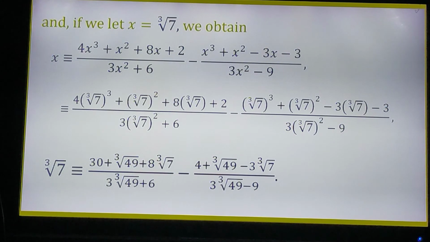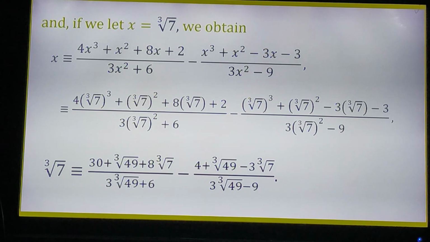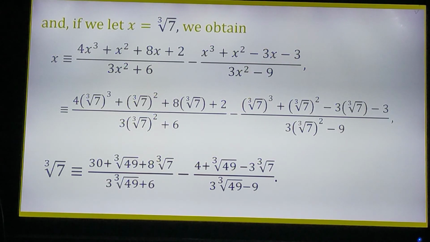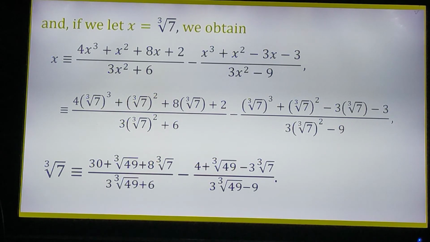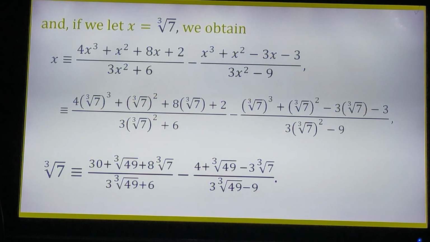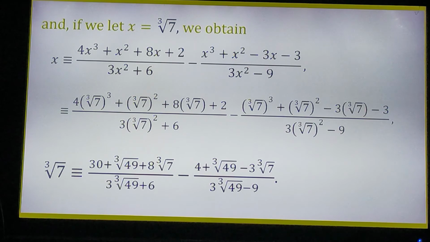If we use another value for x, say the cube root of 7, then we obtain the following expression. So again, when you simplify the right hand side, it should simplify to the number on the left side, which is the cube root of 7.